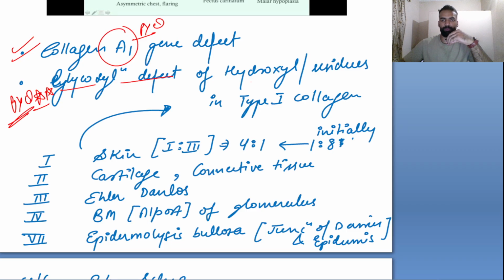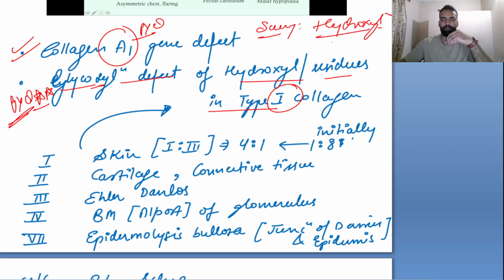Glycosylation defect of hydroxyl residues in type 1 collagen. This is the glycosylation defect. In scurvy, there was a hydroxylation defect of proline and lysine residues. So this is important. You have to differentiate between these both: in scurvy there is a hydroxylation defect, and in osteogenesis imperfecta there is a glycosylation defect, which is in type 1 collagen.